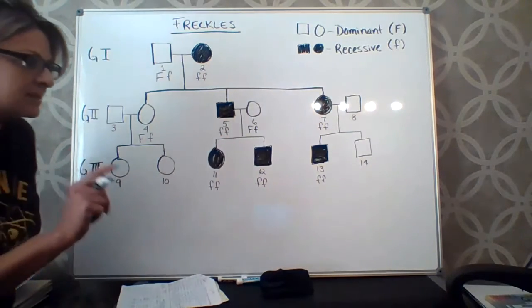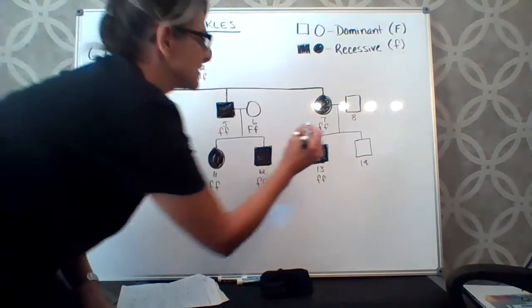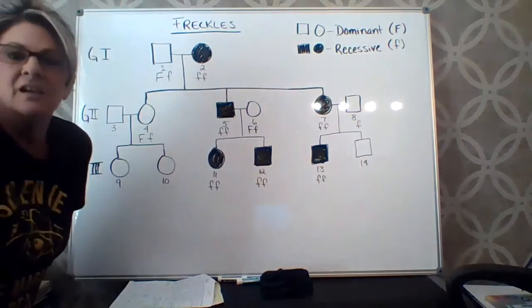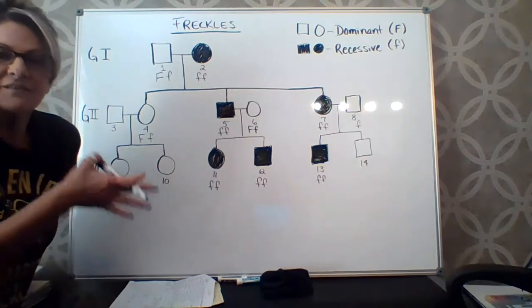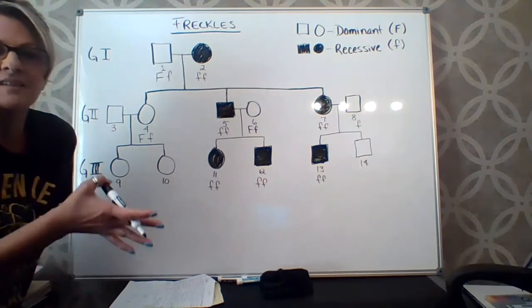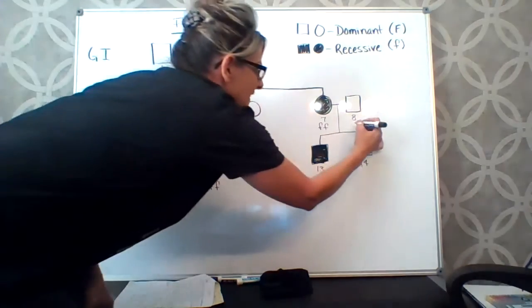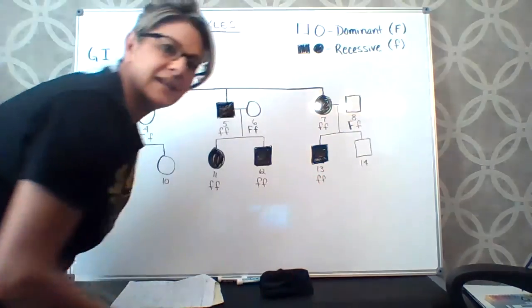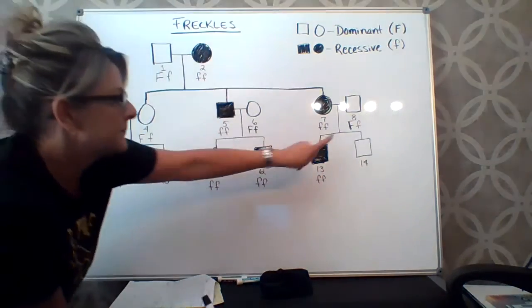So his dad must also have at least 1 recessive trait. But dad doesn't have freckles, so he has to have 1 recessive. He also has to have 1 that's dominant. So just like some of these others, he is heterozygous and what we call a carrier for freckles.